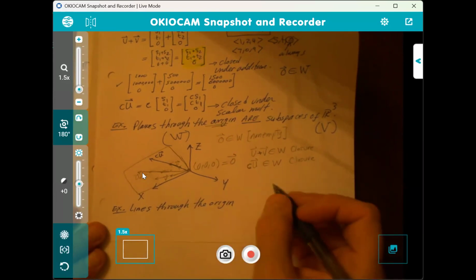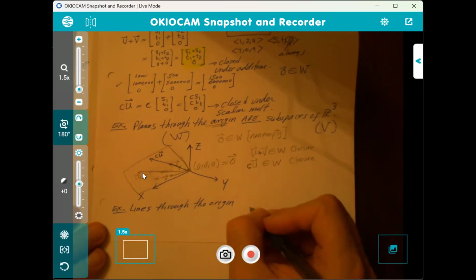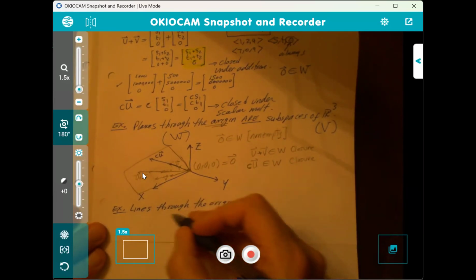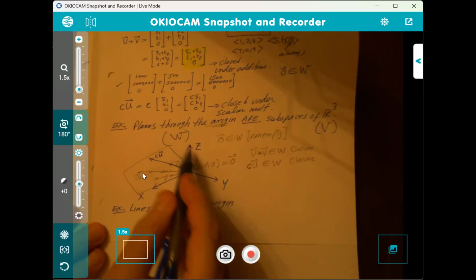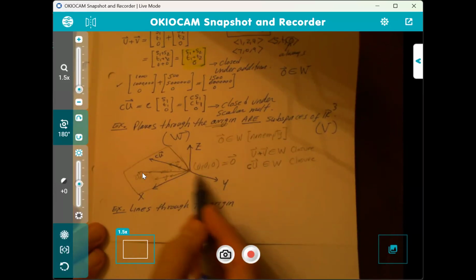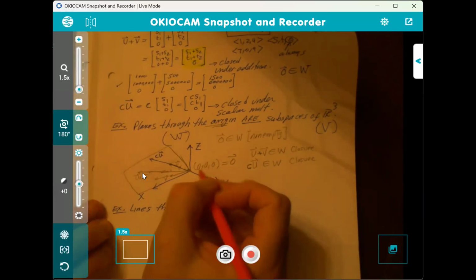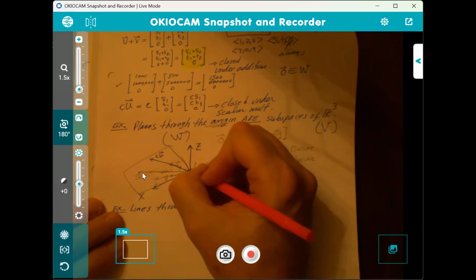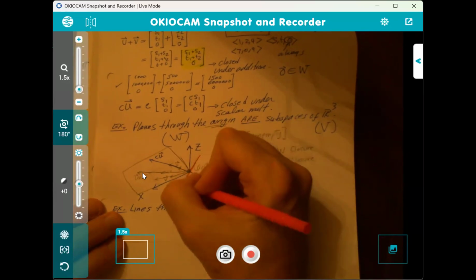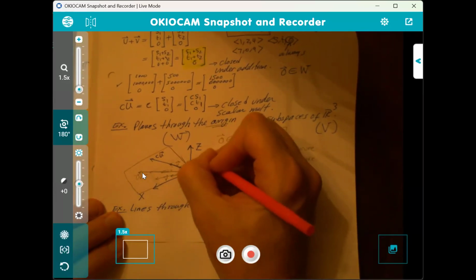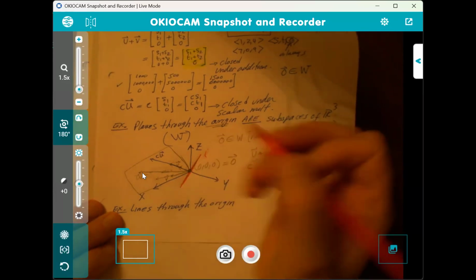Are these a subspace of R cubed? The lines through the origin. So again, for example, here's the 3D, R3. A line through the origin. So for instance, it could be a line like this. There you go. That's a line through the origin, L.